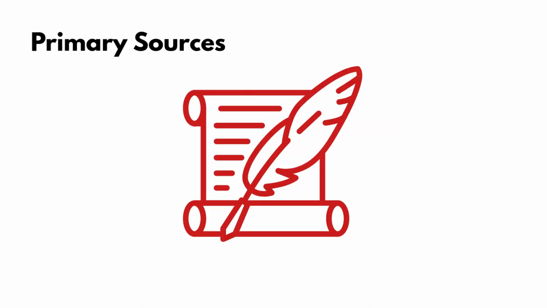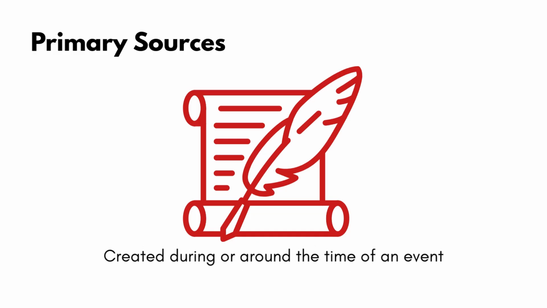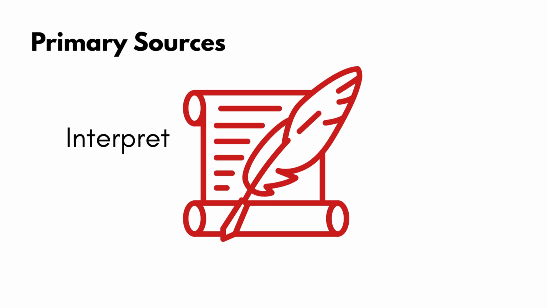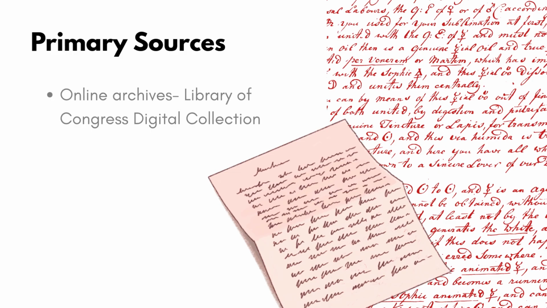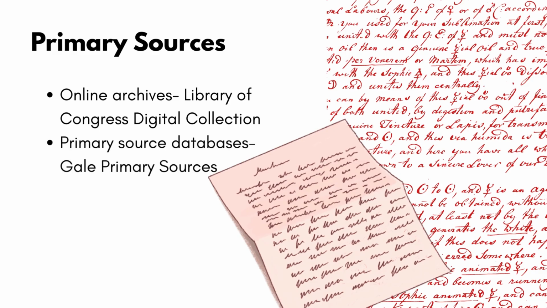As previously discussed, primary sources are first-hand accounts or evidence that were created during or around the time of an event. When using primary sources, we might interpret or analyze them through the lens of our own research. You might use primary sources like manuscripts or correspondence from historical figures when writing a paper about a historical event. These sources can be found online on sites like the Library of Congress's digital collection or in databases like Gale Primary Sources.